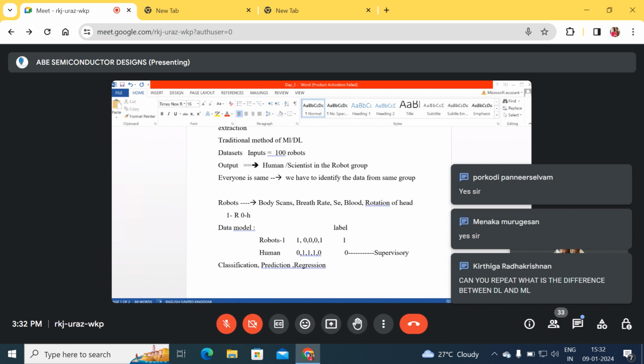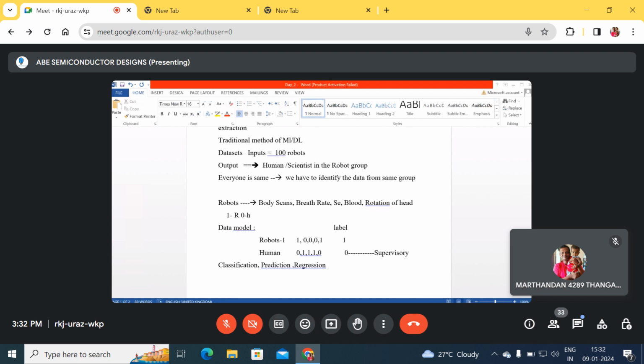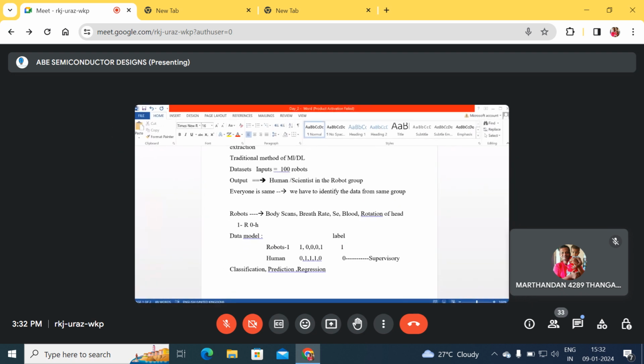I'll just repeat here. The ML, you can go for an ML. When you go for huge data to be processed, you can go for a DL. The second important difference is the feature extraction and other things which we have to do as extra cases, which the ML doesn't have.